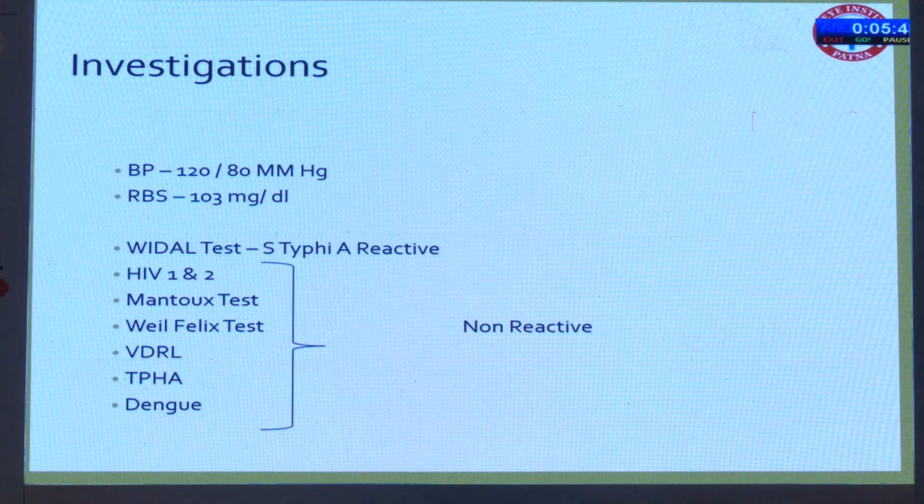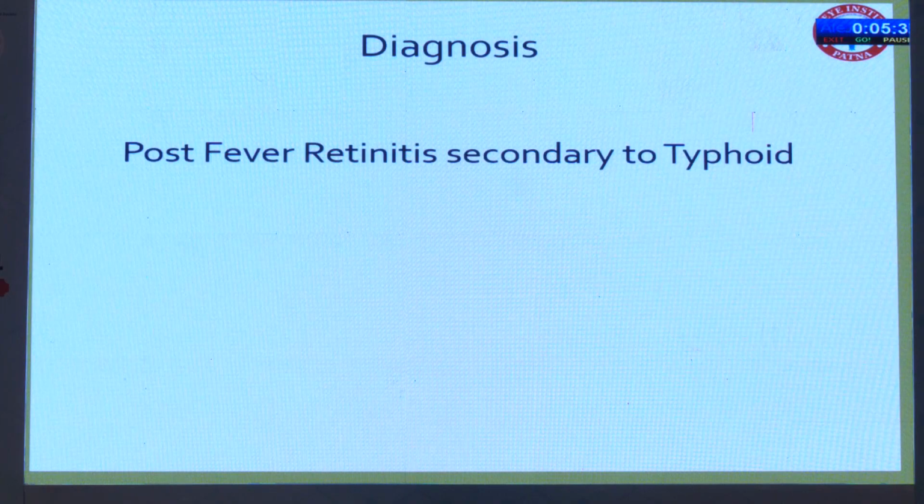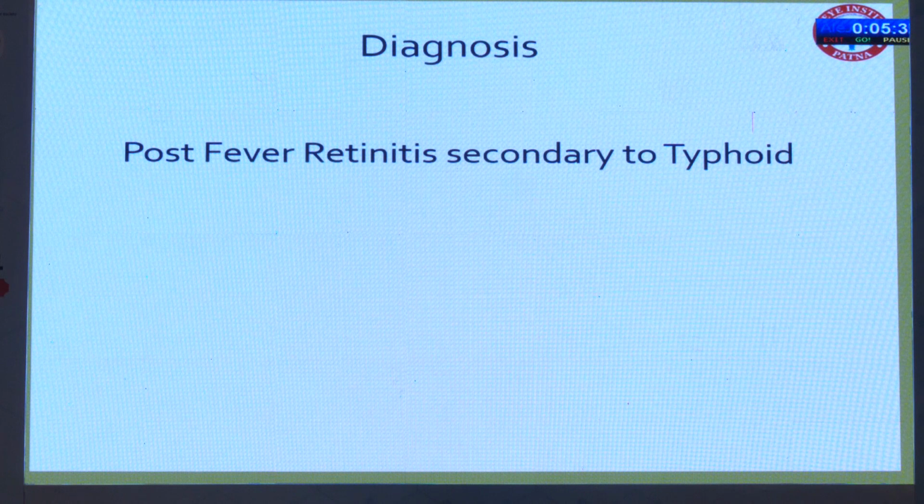So going on to the investigations, the BP was normal, the sugar was also all right. The Widal test showed S. typhi A, which was reactive, and the other tests were all non-reactive. So I made a diagnosis of post-fever retinitis secondary to typhoid.